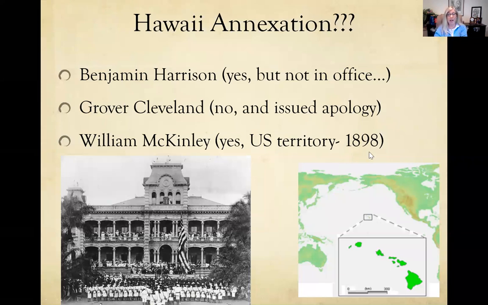So as that war breaks out in 1898, William McKinley says, absolutely, we're going to annex Hawaii, and it will come in as a territory. Now, it's not yet a state. Hawaii will not become a state until the 1950s. Same thing with Alaska. Those two possessions remain territories until the 1950s.